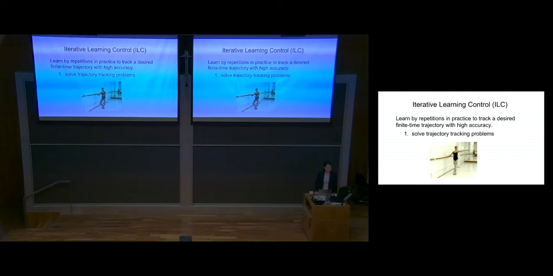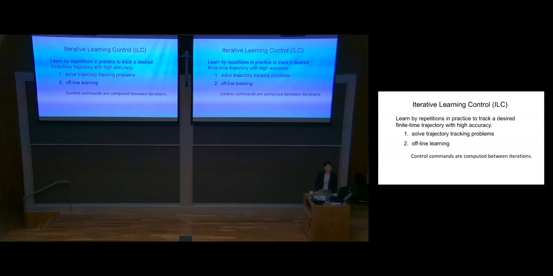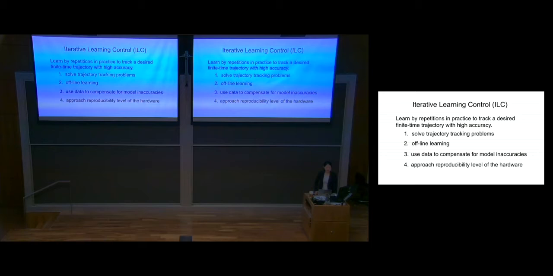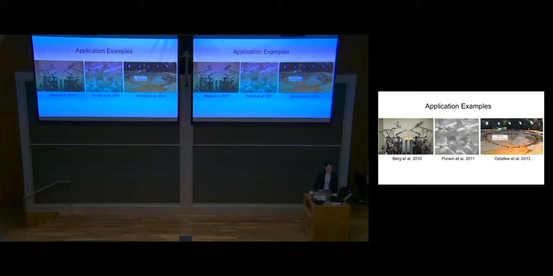Second, ILC is offline learning. Control commands are computed between iterations. And third, ILC uses data in the real world to compensate for model inaccuracies. And therefore, ILC aims to approach the reproducibility level of the hardware beyond the model accuracy. Researchers have applied ILC onto surgical robots, quadrocopters, and vehicles. However, I think there's a lot more that ILC can do, for example, for soft robots, because ILC is offline learning and ILC does not require an accurate model.